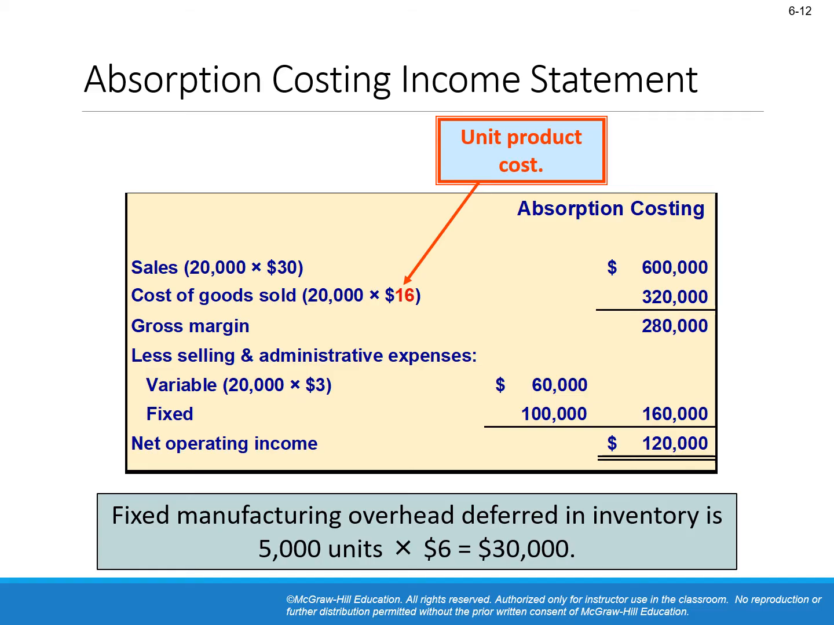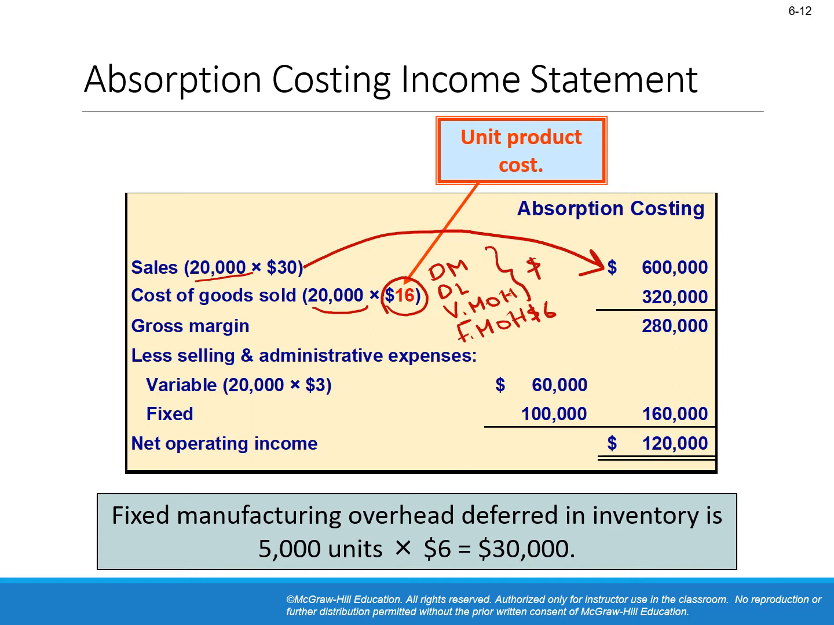Under absorption costing, you have the same sales, so $30 multiplied by 20,000 units. Cost of goods sold is 20,000 units multiplied by 16. And this 16 includes direct material, direct labor, variable manufacturing overhead, and the fixed manufacturing overhead per one item, which is $6. Remember, this was 6, and the sum of these three was 10, and these numbers were given.